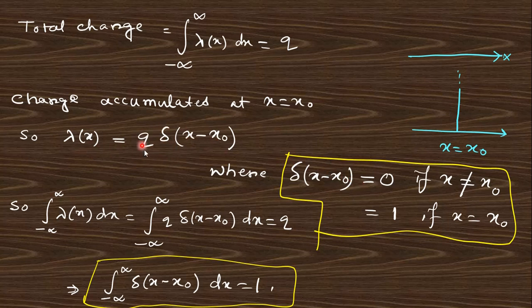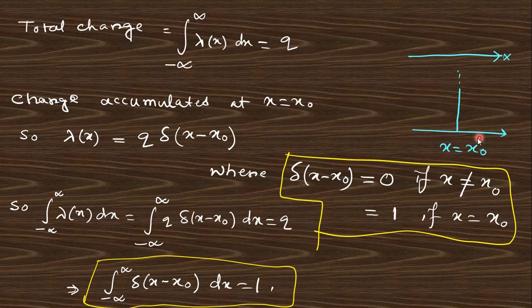This can be written as lambda(x), that is the charge density, because all the charge is present at x equal to x0. That means when x equals x0, the charge will be q, and when x is not equal to x0, the charge will be 0, right? In that case, this is represented by this mathematical notation. By this mathematical notation we can represent this physical situation. I think you understand the physical situation.